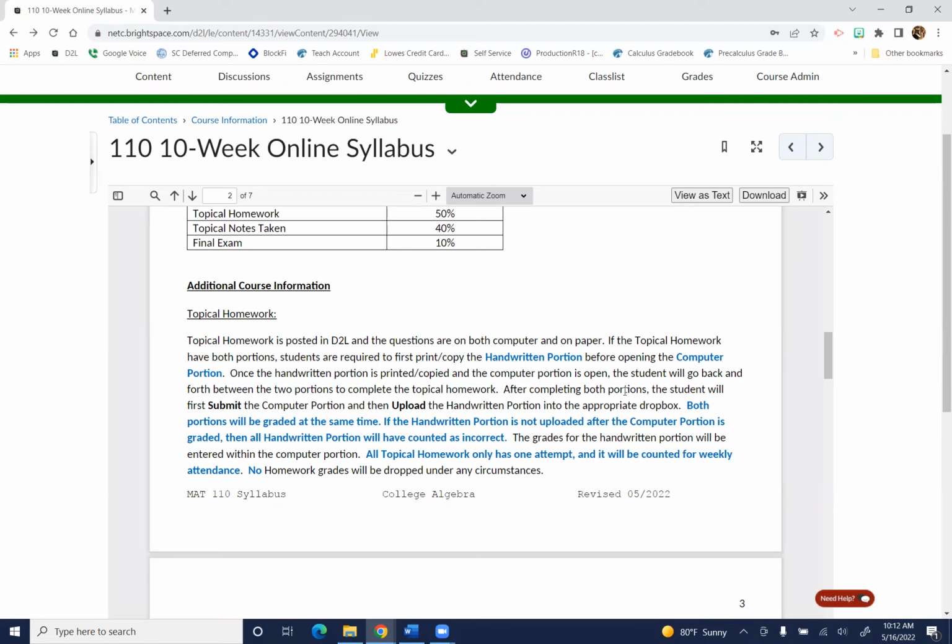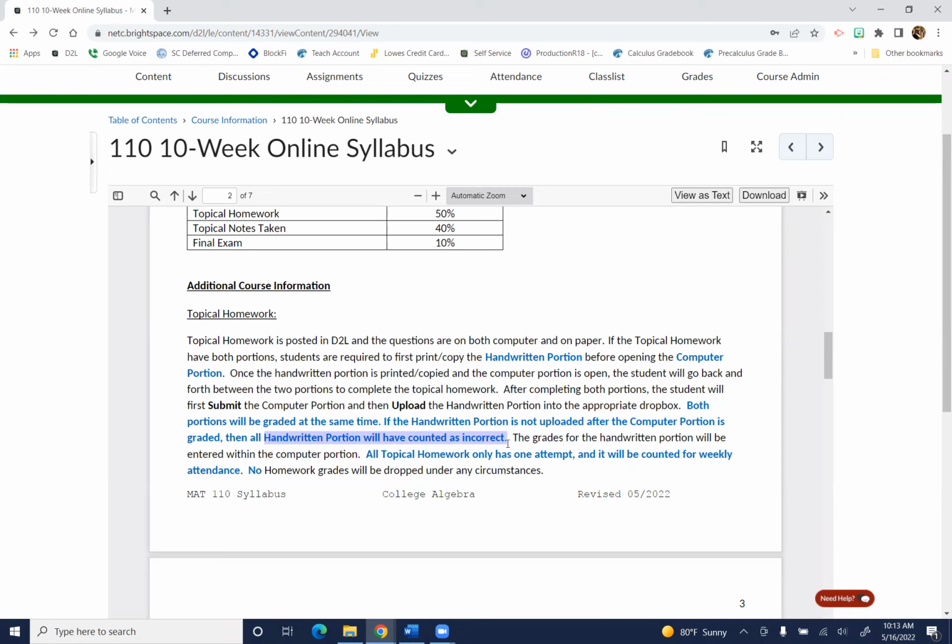After completing both portions, you will first submit the computer portion and then upload the handwritten portion right away into the Dropbox, because both portions will be graded at the same time. A lot of students will submit the computer portion but not upload the handwritten portion by the time I'm grading. When that happens, if the handwritten portion is not uploaded after the computer portion is graded, then all the handwritten portion will be counted as incorrect. I do not go back and grade what I already graded in the computer portion.